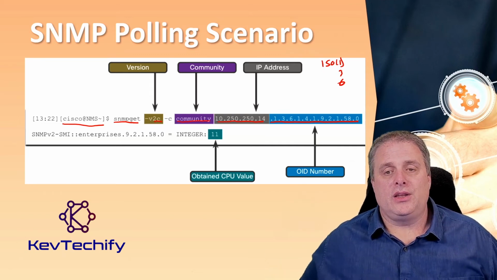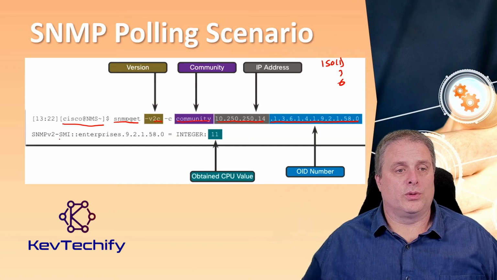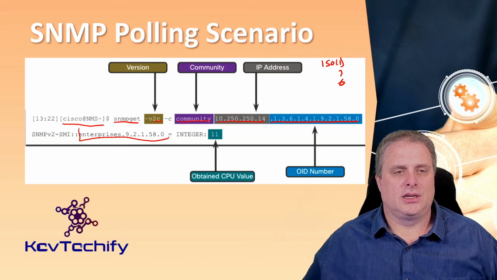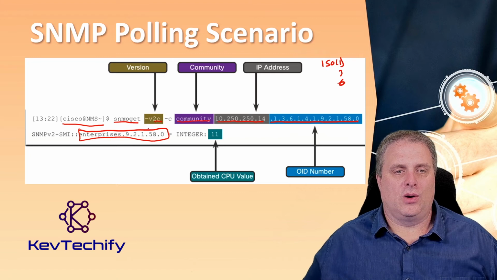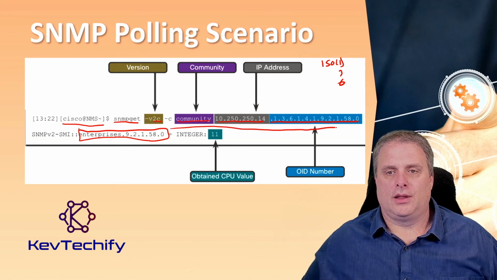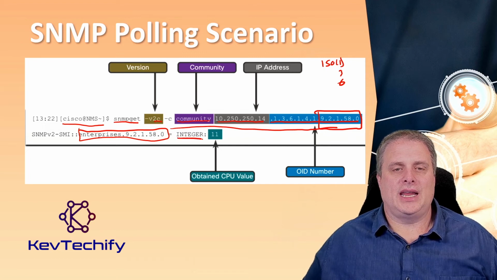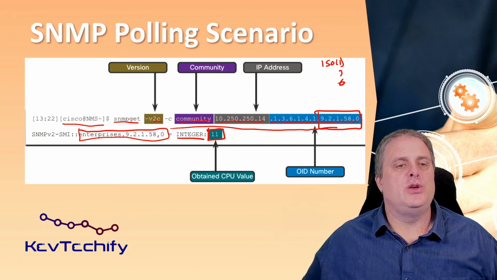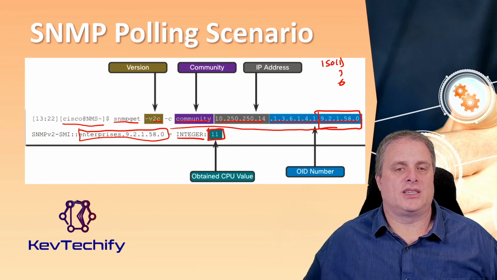Once you enter that in, you can go ahead and hit enter. It'll respond back saying, okay, here is for this OID. It ends in enterprises 9.2.1.58.0. If you look up here, that comes right from here. The value is an integer with this value. And this happens to be the CPU value at that point in time. It has a CPU value of 11.